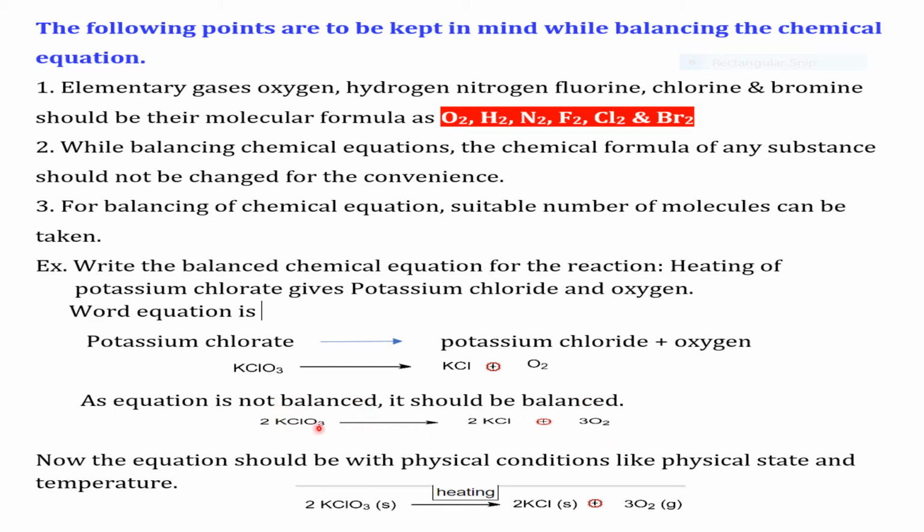Now, the equation should be mentioned with the physical conditions like heating, temperature, pressure, etc. So here, the reaction is possible only when potassium chlorate is heated. Therefore, heating should be mentioned here. So 2 KClO3 on heating gives 2 KCl plus 3 O2.